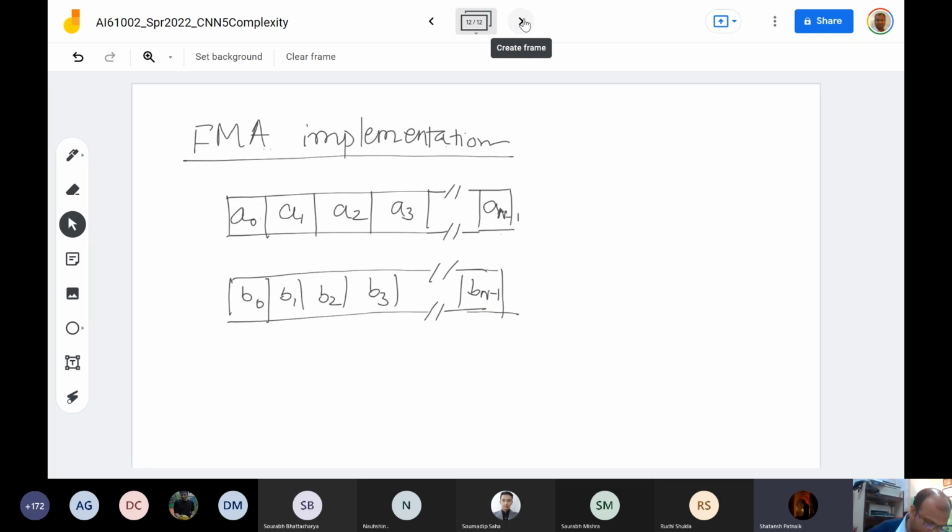Now, what I want to write down is my output C should be equal to summation over i equal to 0 to n minus 1 of A_i B_i. This is what I want to implement. Now, this is something similar to what is happening within a convolution as well. Is it so or isn't it so?